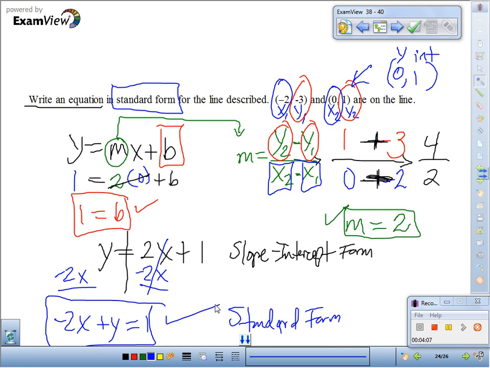So be careful with this one, because a lot of you are going to want to do this. Look up. You're going to see, write an equation. You do all this, boom, boom, boom, boom, and then some of you are going to want to stop here. But that's not what they're asking for. They're not asking for slope-intercept form. They're asking for standard form.